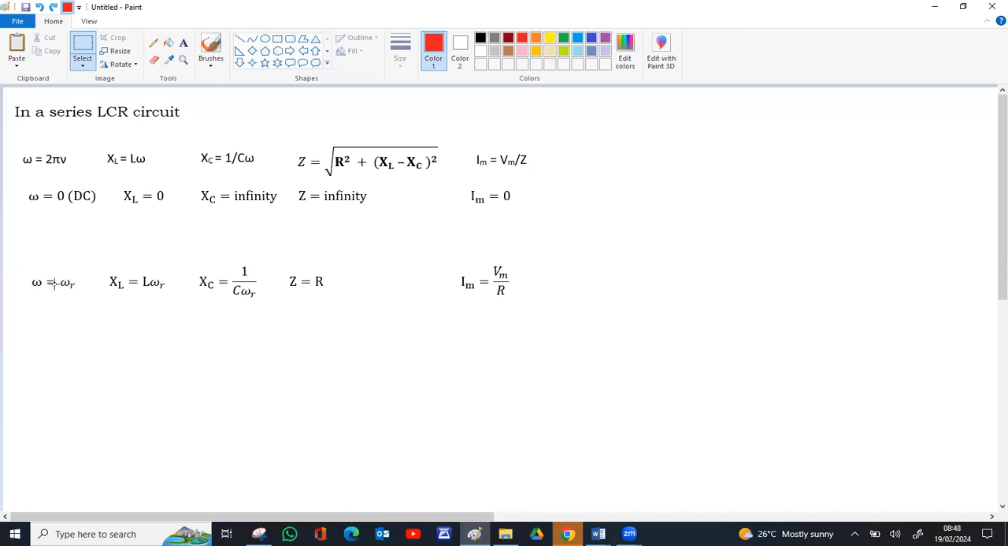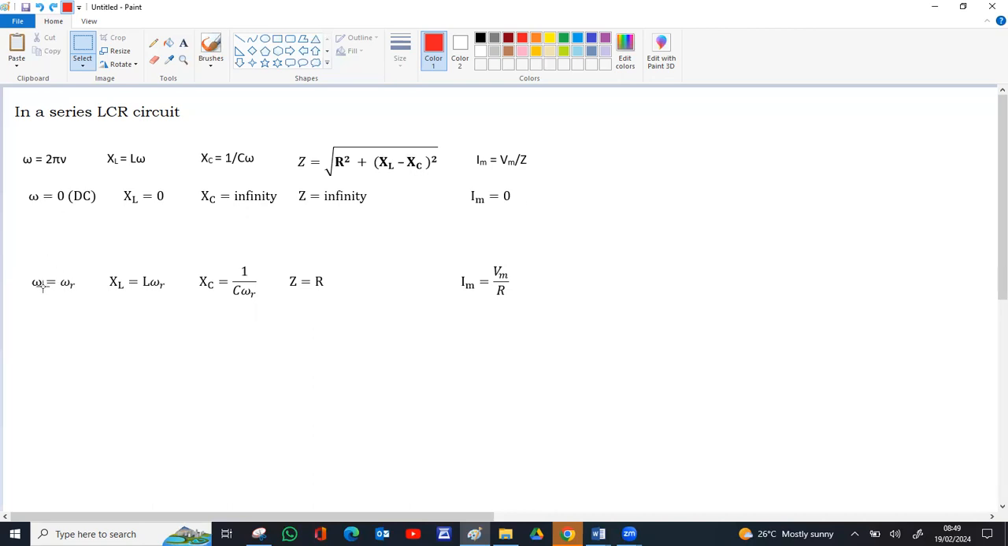That particular frequency of source, the angular frequency of source, is known as omega R, omega resonance, because that phenomenon is called resonance. When omega equal to omega R, XL equal to L omega R, XC equal to 1 by C omega R, both are equal. At that time Z will be R. Then current will be just Vm by Z, which becomes Vm by R. So this is one particular frequency.